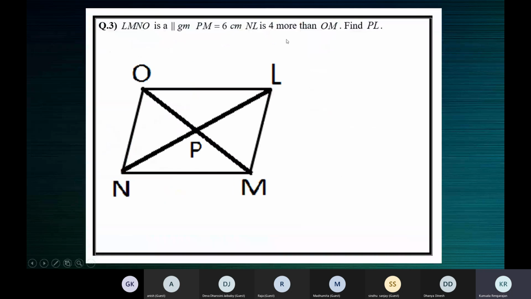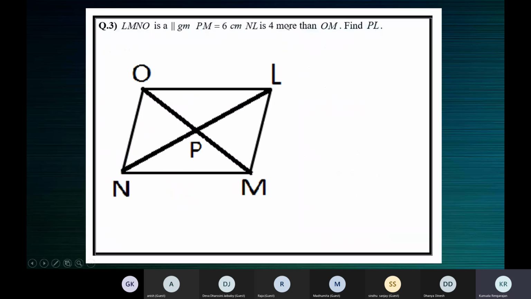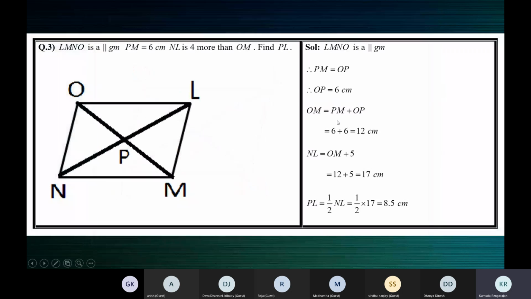Four more. I think by mistake I've taken 5 more. Let me change this. I've taken 5 more, I think. Let me change this, children, but still it doesn't affect your understanding.